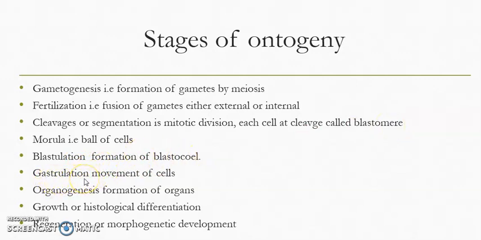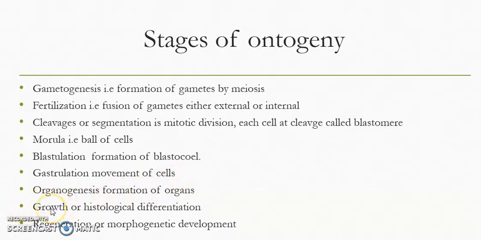Next stage is called gastrulation. Gastrulation means the movement of cells from outside of the embryo towards the embryo interior. As a result of this, three germ layers are formed: ectoderm, endoderm, and mesoderm. And later on, these layers will undergo development and the formation of different organs. So the next stage is called organogenesis, that is the formation of organs from the germ layers, ectoderm, endoderm, and mesoderm. Next one is called growth.